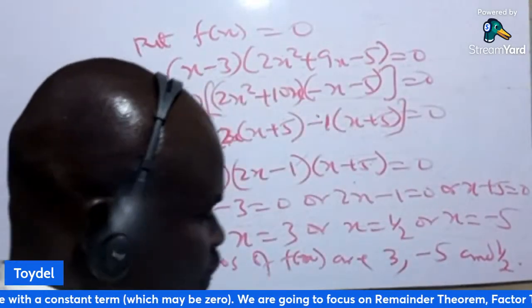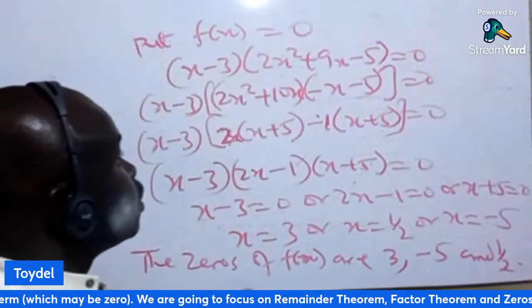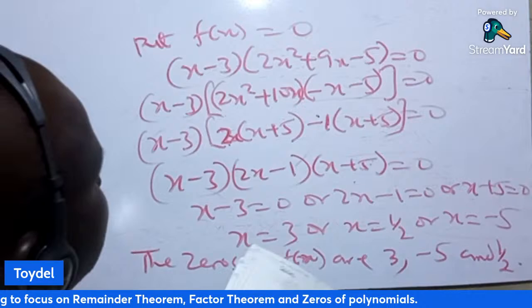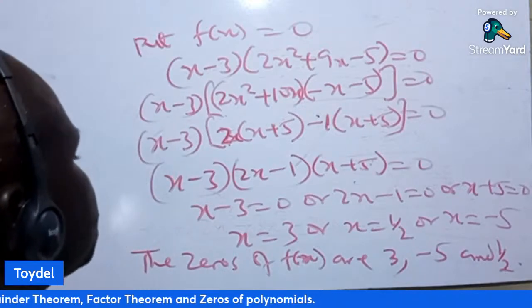So that is how to find the zeros of a polynomial. So if you want to find the zeros of a polynomial, just put that polynomial equal to 0, so that the function becomes an equation, then you solve it.